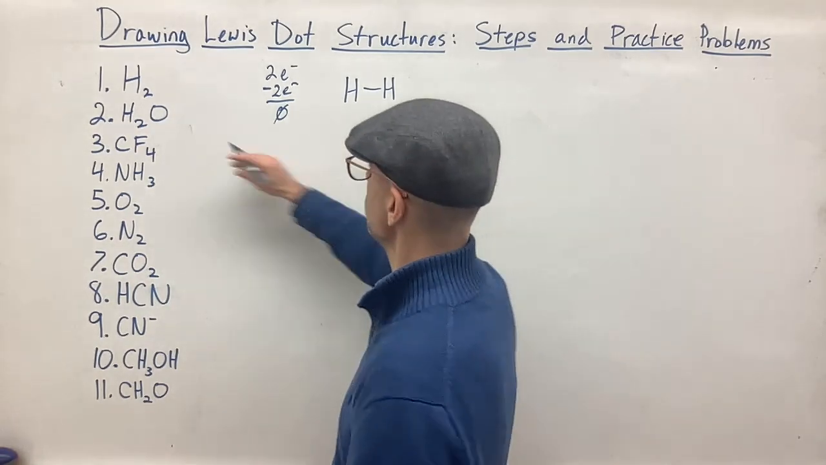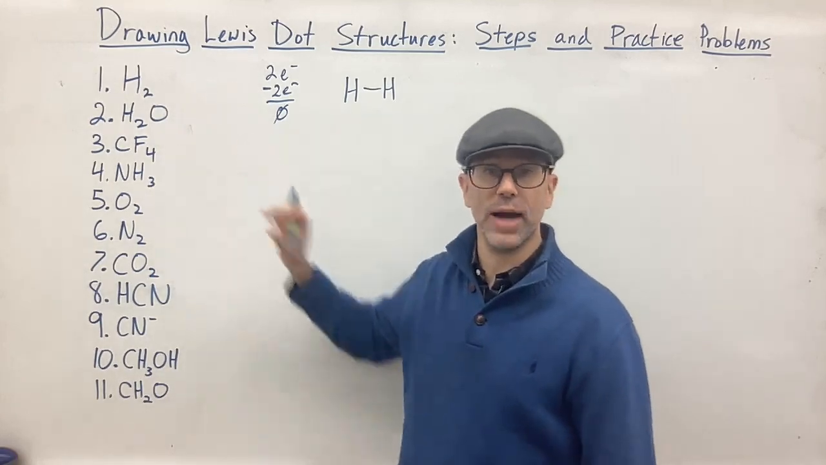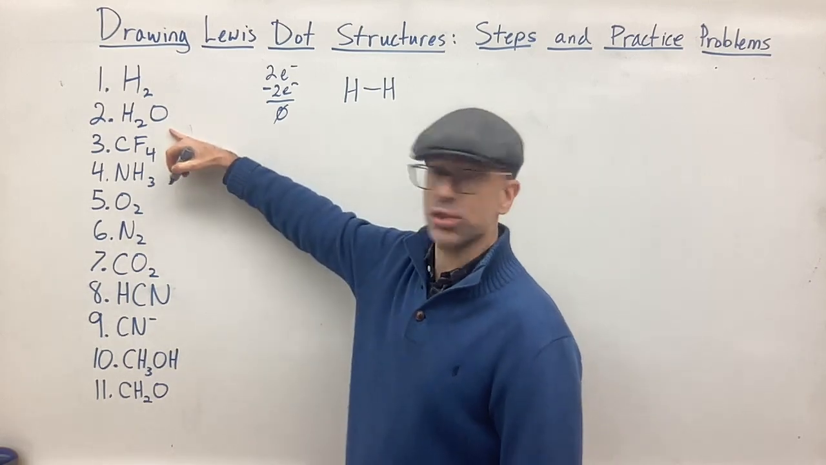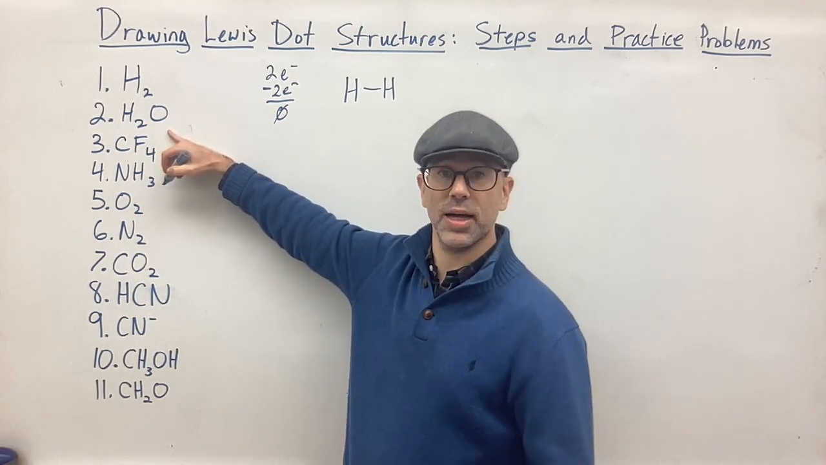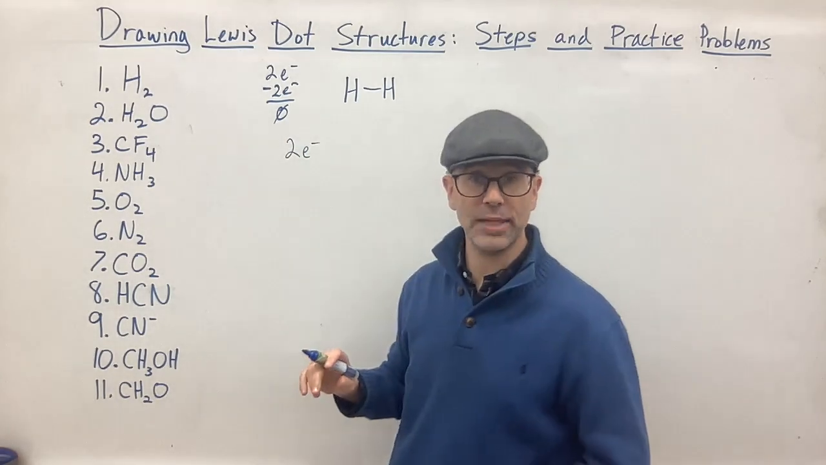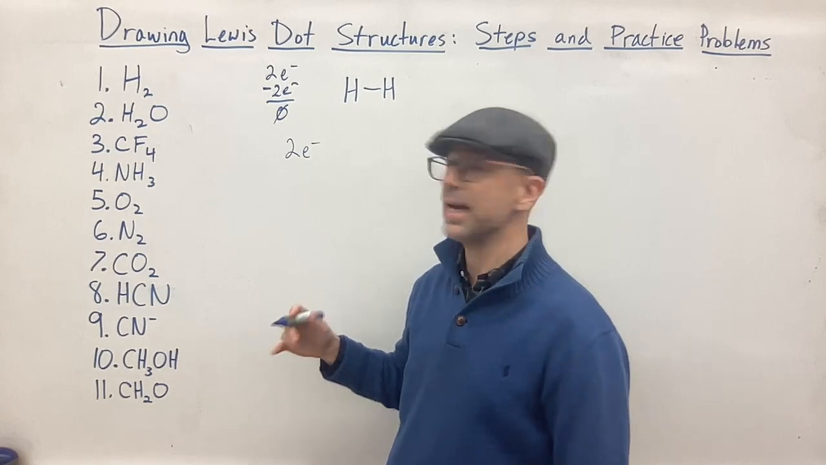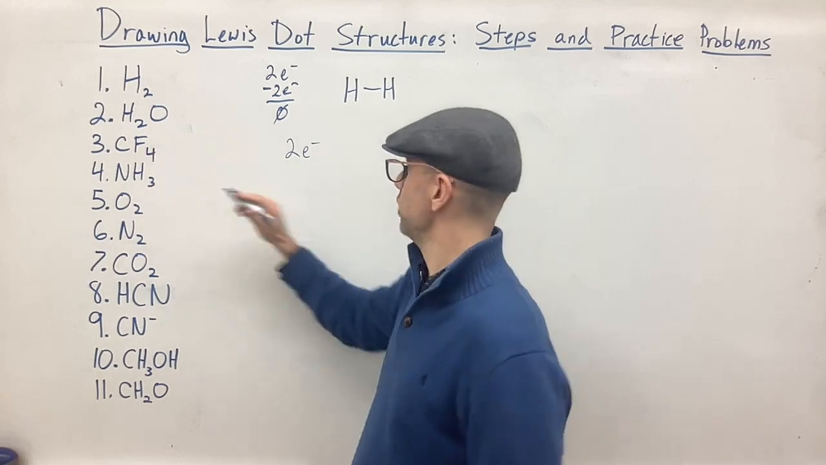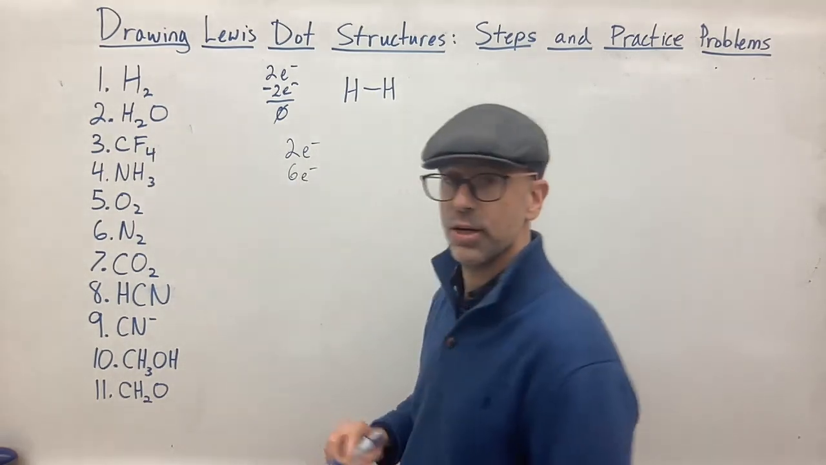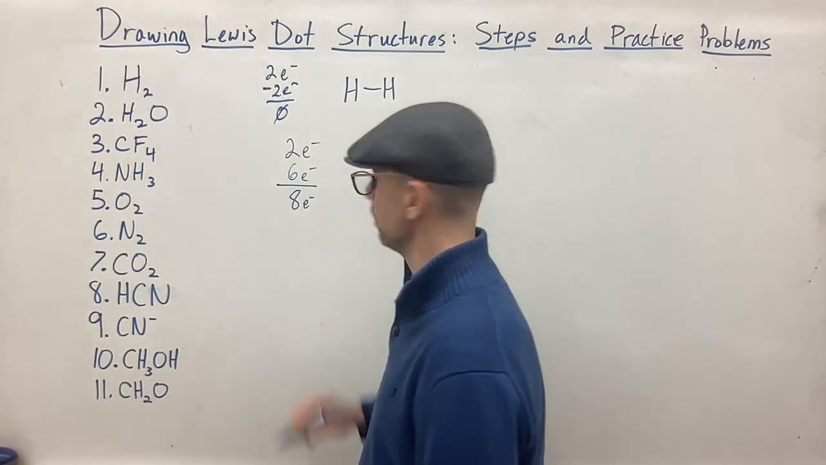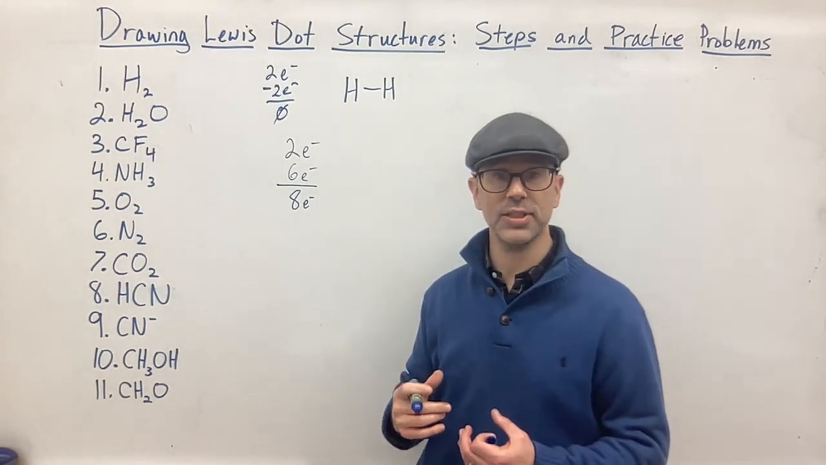So for number 2, water, I have to add up all of the valence electrons of the atoms in water. Since I have 2 hydrogens, there's 1 valence electron for each hydrogen because hydrogen is in group 1. So I have 2 electrons from my 2 hydrogens, and I have oxygen. Oxygen is in group 6, so it has 6 valence electrons. I add these together, and I have a total of 8 valence electrons. I'm going to use those to build my Lewis dot structure.